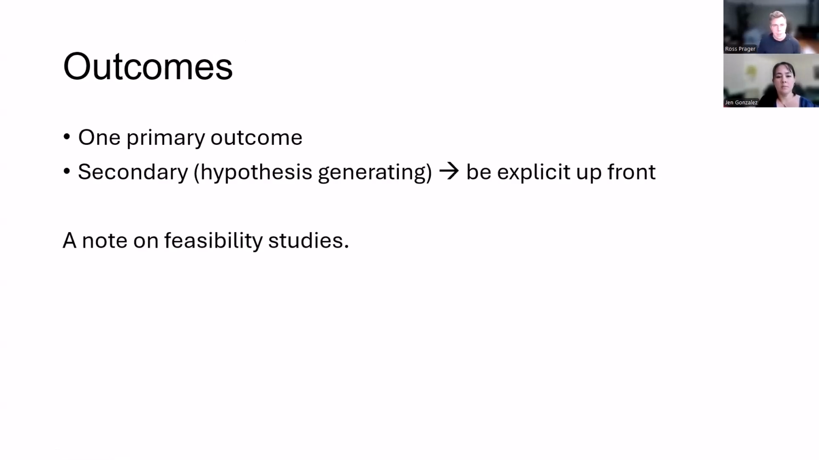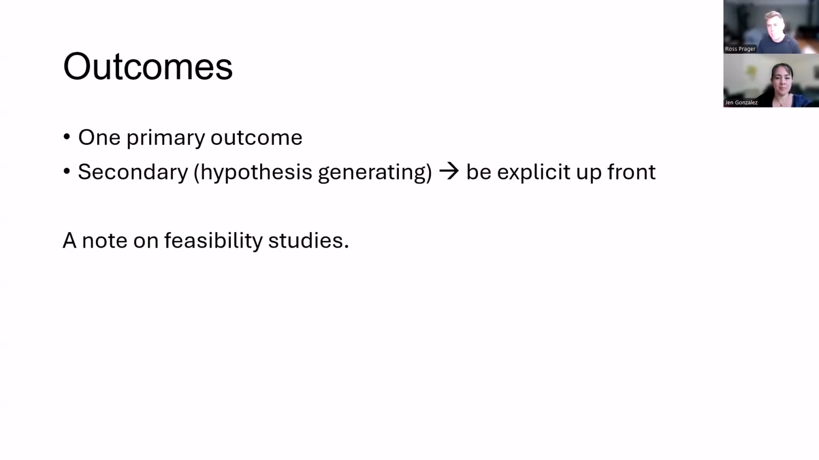You get one of them. Realistically, you get one of them. Try not to be the researcher that's collecting like 5 or 10 primary outcomes, because then why did you call it a primary outcome? Really, there should be one primary outcome for the study, and then secondary outcomes are kind of hypothesis generating, and be explicit about them upfront. What secondary outcomes, and why do you think that these secondary outcomes are appropriate?